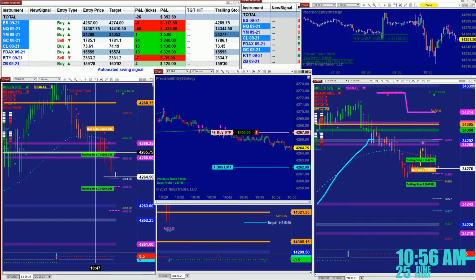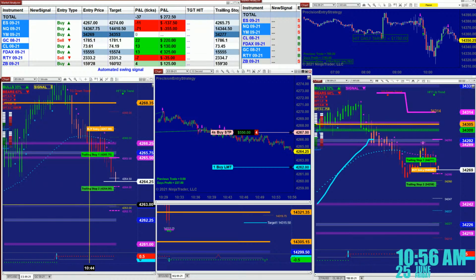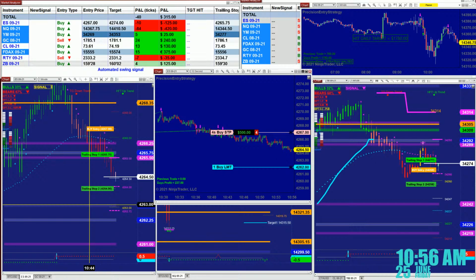So now, as we see, we broke that area. Now we have a good potential to go all the way down to the 42.63. Very simple. This means we are switching our trade from a $300 profit. Now there is a potential to get the $1,000 profit.